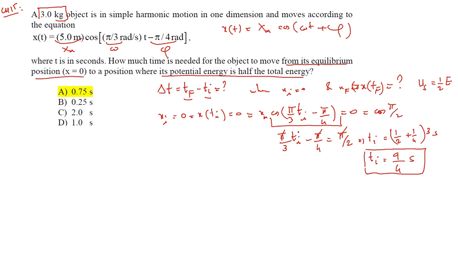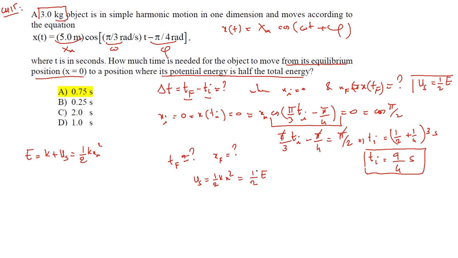Now, second question: what is t final? Before I find t final, I have to find x final. But how do I get x final? I pass by the condition. The condition is US, which is half k x square, is equal to half the total energy, which is half E. I remind you that the mechanical energy, the kinetic energy plus spring potential energy, is a constant, half k x max square.